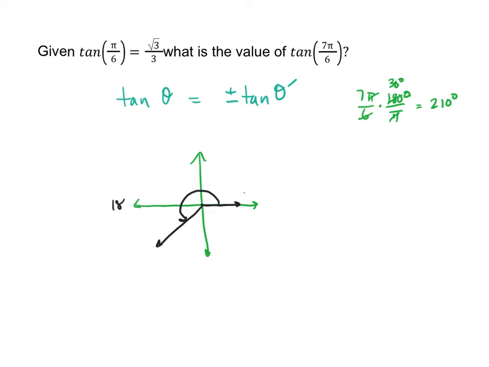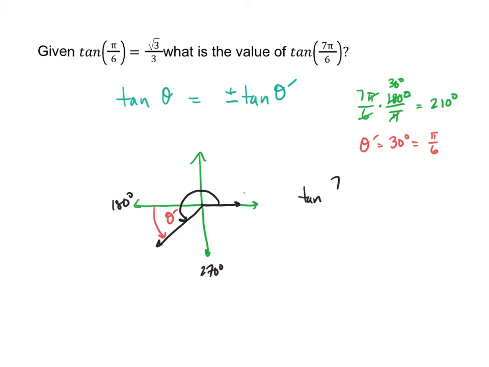Because this is 180, it's past 180, but certainly less than 270. So the reference angle has to be this angle right here. And that is how much more you have to go from 180 to get to 210, so that would be 30. So the reference angle is 30. And in radians, remember that's pi over 6. Obviously that's kind of true because we have the pi over 6.